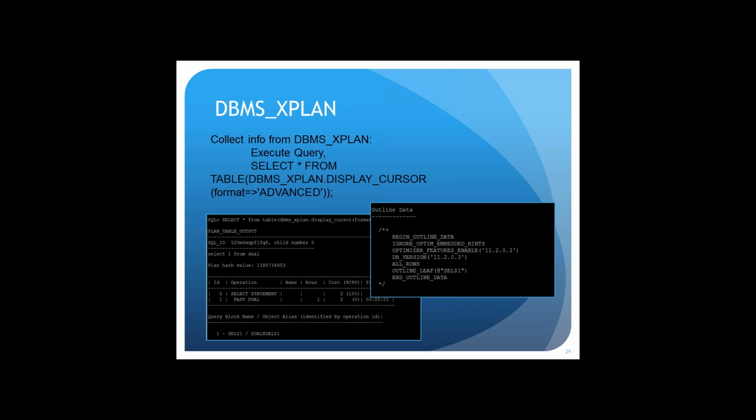We also use DBMS_XPLAN. I use DBMS_XPLAN daily. There's a lot of different ways to utilize this. I recommend looking up one of the Oracle fact charts on it. But this one here is just to display cursor and the format advanced on it. So you execute your query, and then you just say select star from table, DBMS_XPLAN display cursor, and I chose advanced on it. What's kind of fun about this is you find out this dual table actually has an outline on it, and it tells you a little bit about the outline. It gives you the explain plan, all the normal stuff, but I thought this outline data was kind of interesting.